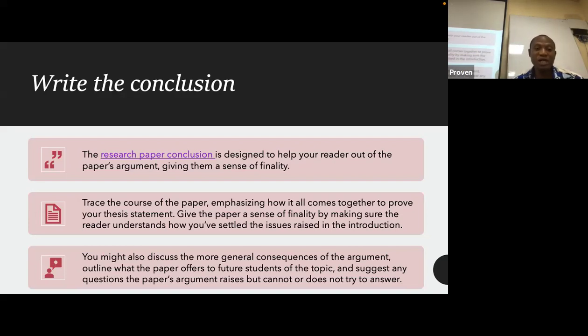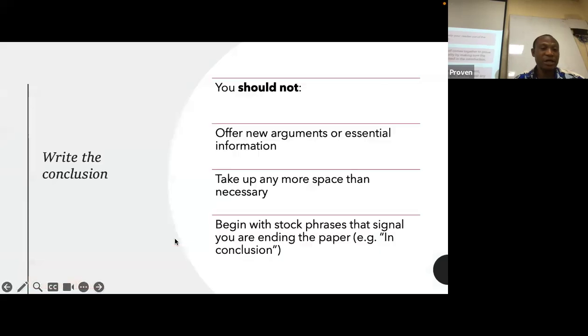You might also discuss the more general consequences of the argument. Another thing that you should not do in the conclusion is to offer new arguments or essential information. Maybe you are offering totally new arguments that are not related to your work, or that are just a diversion from what you set out to do. And you shouldn't take up any more space than necessary. You don't just copy the text from the discussion and dump it in the conclusion. Even if you want to state that, it should be in a summarized version, and the words should also be different.